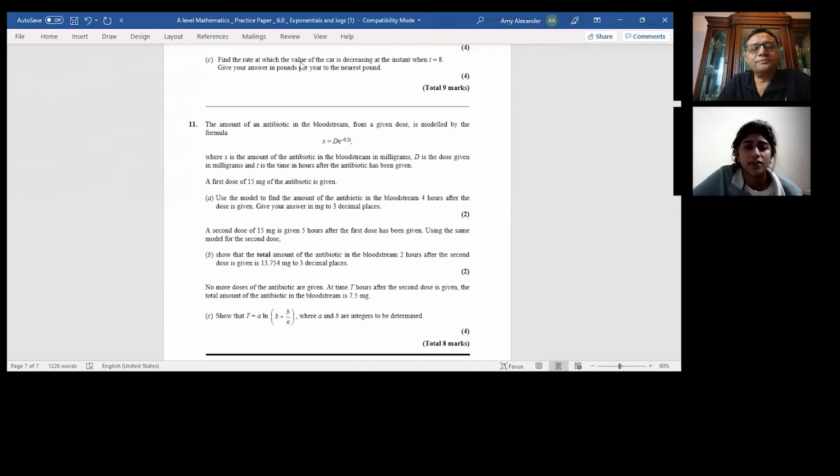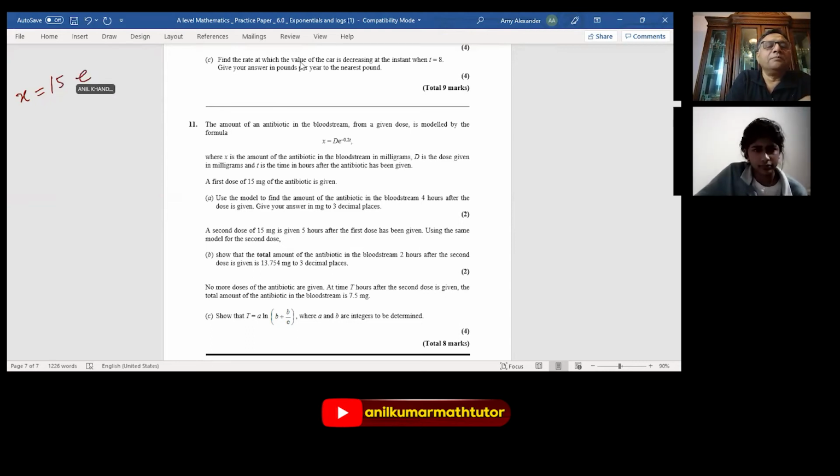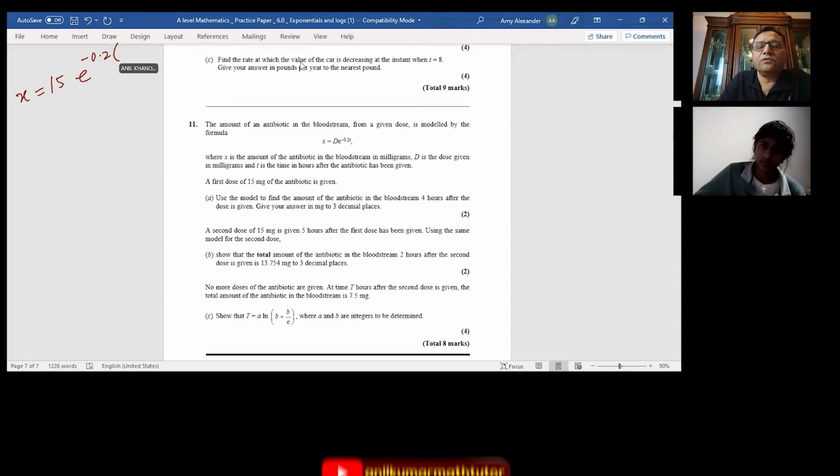Okay. So a first dose of 15 milligrams of the antibiotic is given. Part A, use the model to find the amount of the antibiotic in the bloodstream 4 hours after the dose is given. Give your answer in milligrams to 3 decimal places. So substitute the value. So you get x equals, dose is 15 milligrams, so you get 15 e to the power of minus 0.2, and time is given to you as 4 hours. Plug in 4 here.